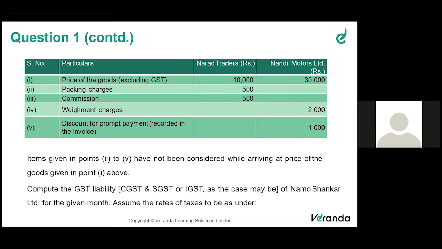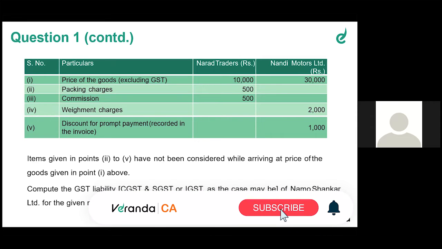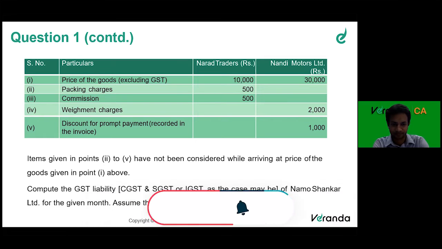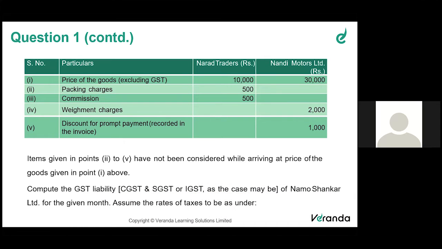Sir? Yeah, Naina. Sir, according to section 15 subsection 1, we have to find out the value of supply, which is the transaction value. So there are two conditions for it to be a transaction value. The first condition is that the two persons, that is the buyer and the seller, should not be related parties, and the price shall be the sole consideration. Very good. So if these two conditions are satisfied, then the value of supply shall be the transaction value.